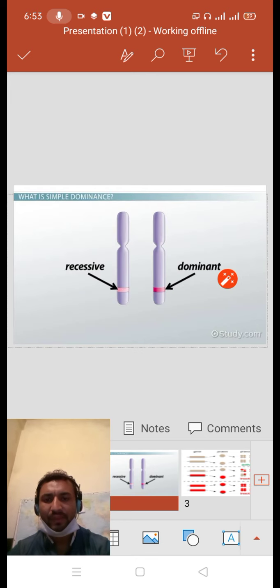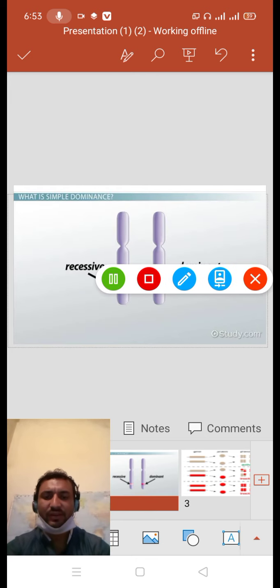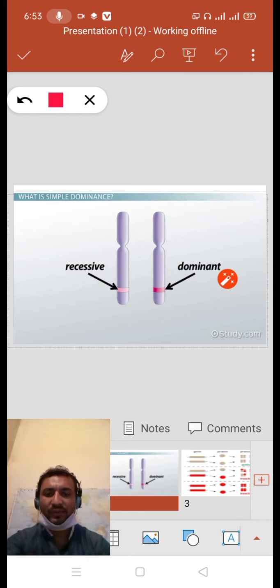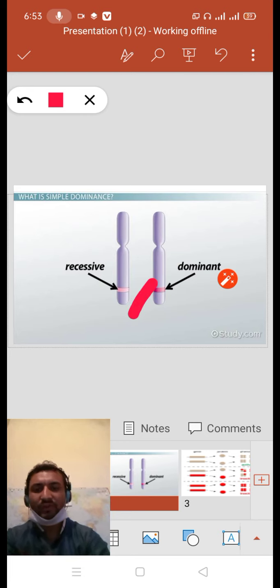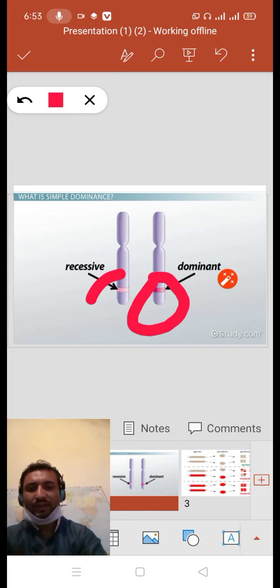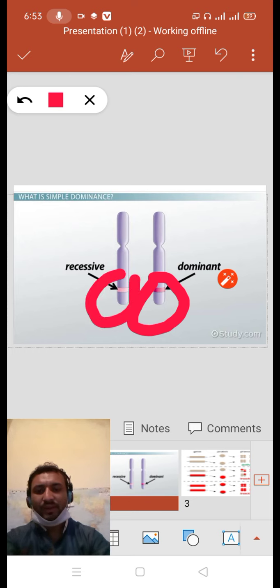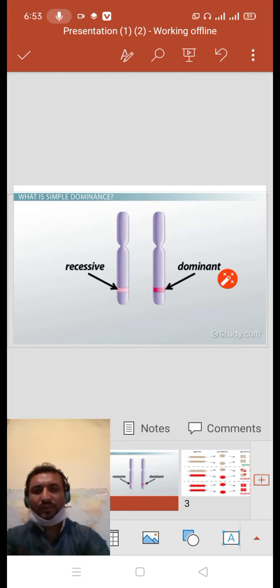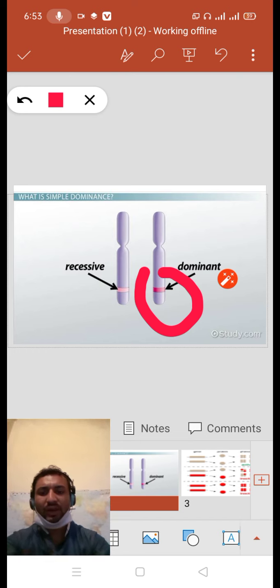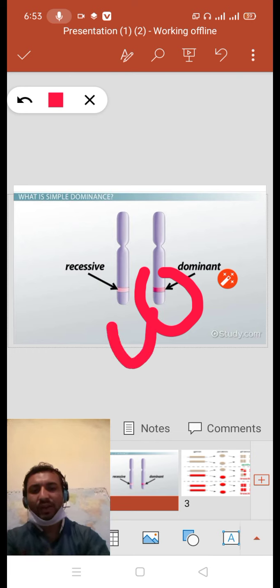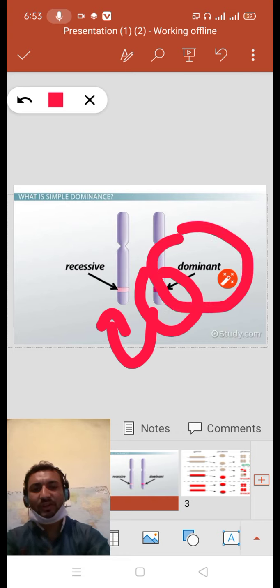Let's see the diagram. This is a chromosome. The chromosome consists of the alleles and the genes. The part of the chromosome where the alleles and genes are present is called the locus. You can see here, this is one allele and this is another allele, right? This allele is called a dominant allele. You know why? Because it has the capacity to express and to suppress the characteristic of the other allele. That's why this is called a dominant allele, right?